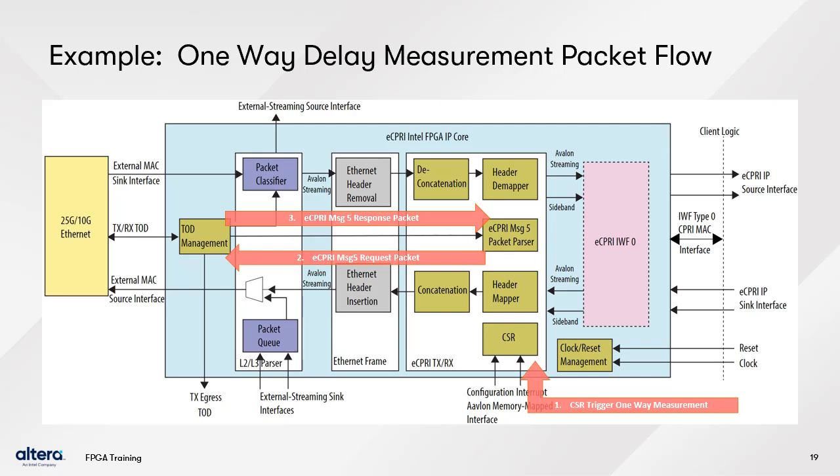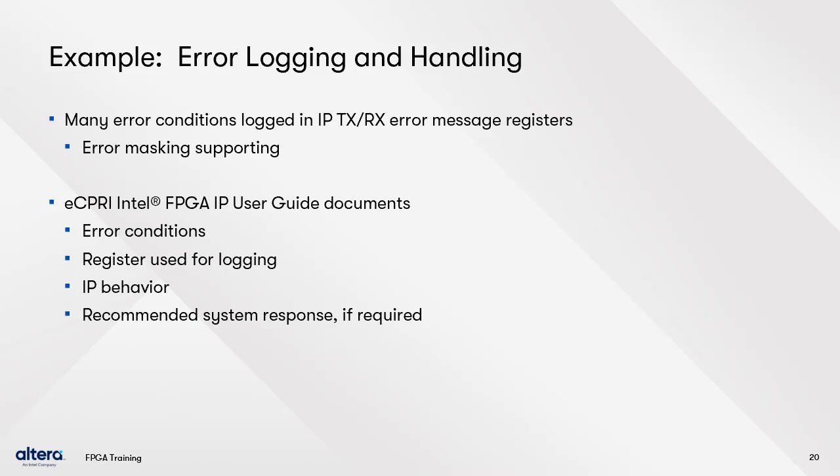The eCPRI IP CSR space contains many registers for monitoring and handling IP and transmission error conditions. For example, there are registers that flag for situations like buffer overflows, ECC errors, packet errors, and timeout errors. These registers are all documented in the eCPRI user guide cited earlier in this presentation. There, you will find the error conditions checked, the register and bit locations used for logging, how the IP behaves when these errors occur, and the recommended response from your system.